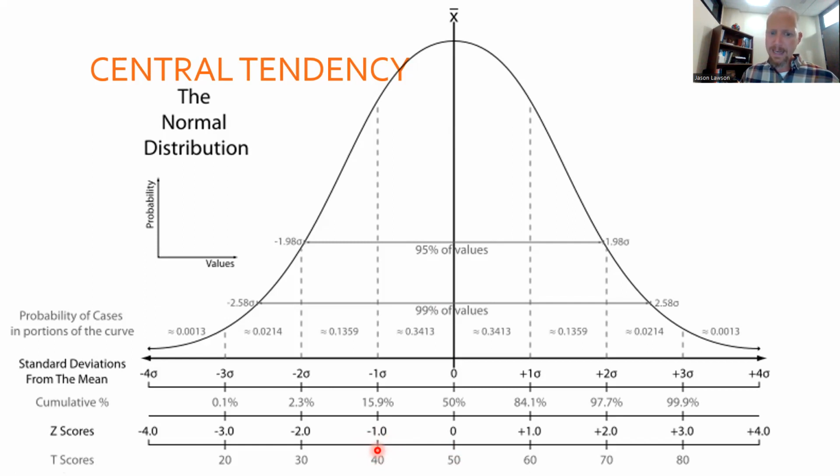Well, if we look up here, we see that a standard score of 40 would indicate one standard deviation below the mean. One standard deviation below the mean is a difference of 10 points. So if somebody had a standard score of 30, they would be 2 standard deviations below the mean. If somebody had a standard score of 20, they would be 3 standard deviations below the mean.